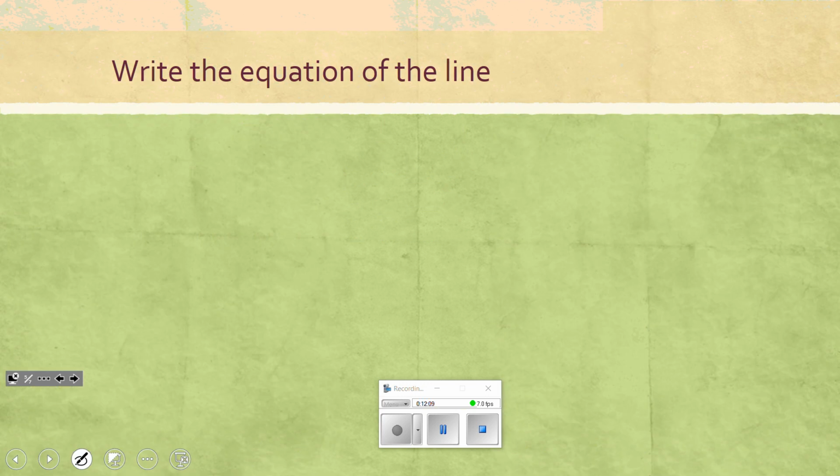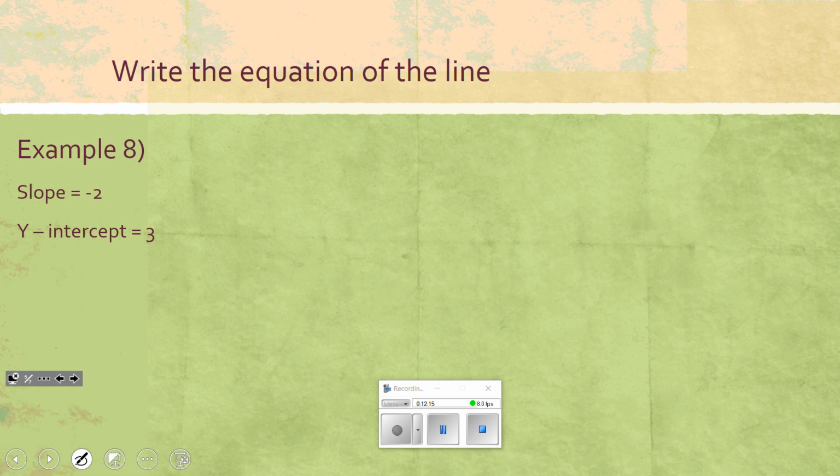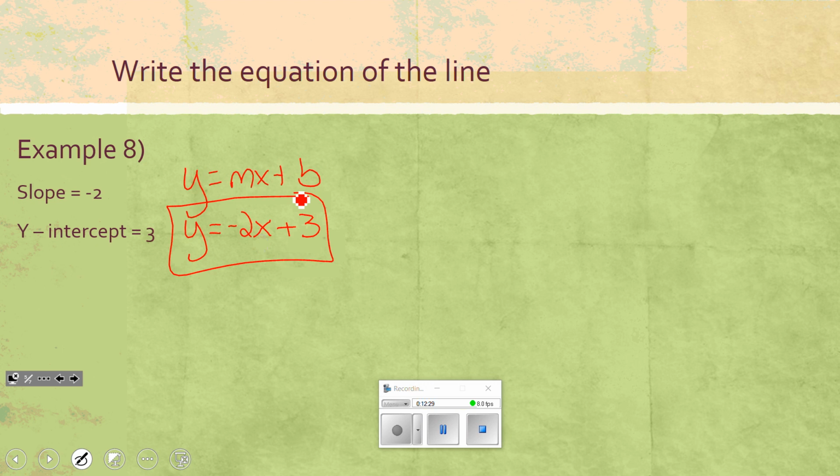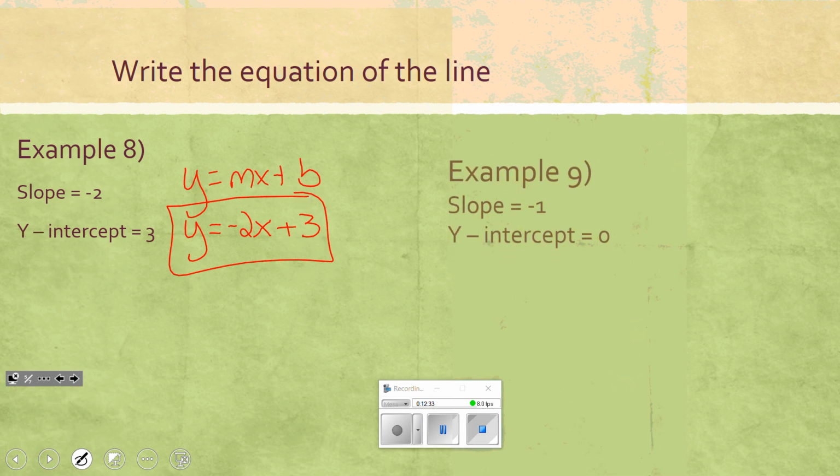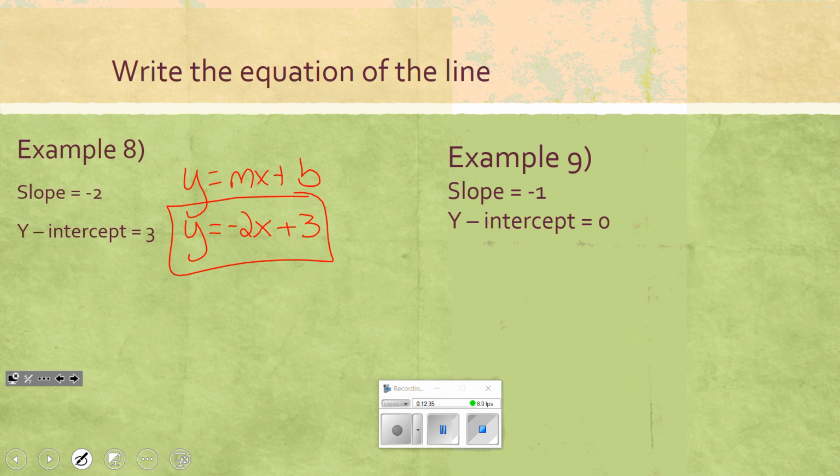Okay? So what we're going to do now is write the equation of the line. If I give you the slope, we're going to use y equals mx plus b. If I know my slope, that's your m, so I'm just going to plug in. And then I know my y-intercept, plus 3. There's your equation: y equals -2x plus 3. Pretty easy. So you try that one.